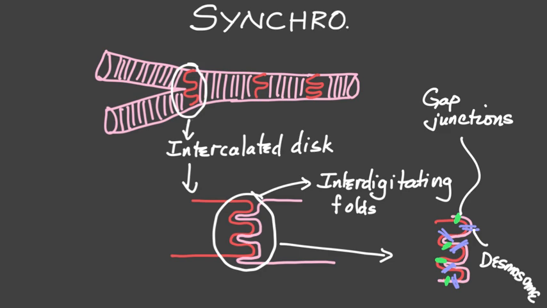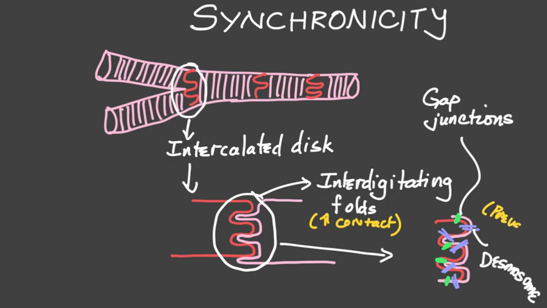All these structures together help in the synchronicity aspect of the heart function. So we have interdigitating folds that increase contact, desmosomes that prevent tearing of myocytes, and gap junctions that increase the speed of communication between the cardiac myocytes.